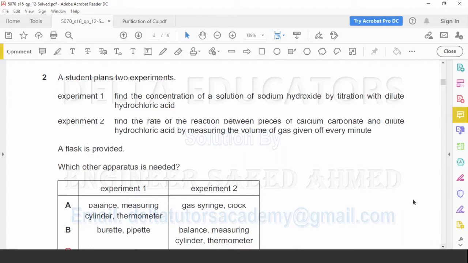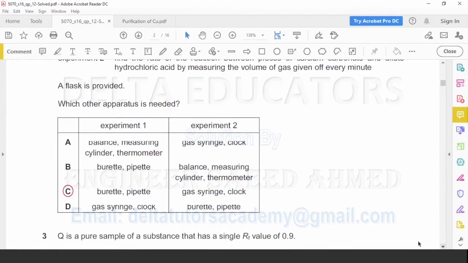In experiment 1, we are doing titration. For titration, we need a flask, a burette and a pipette. Flask is given here, so the other two apparatus required in experiment 1 are burette and pipette. Burette and pipette are given in options B and C. So possible options are B and C.